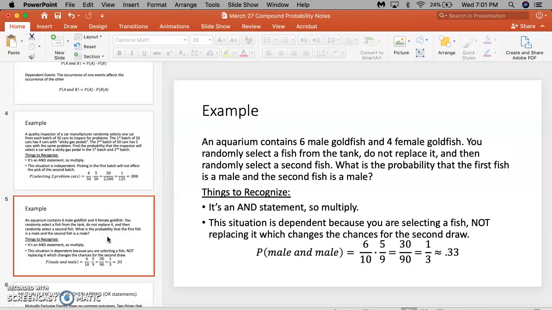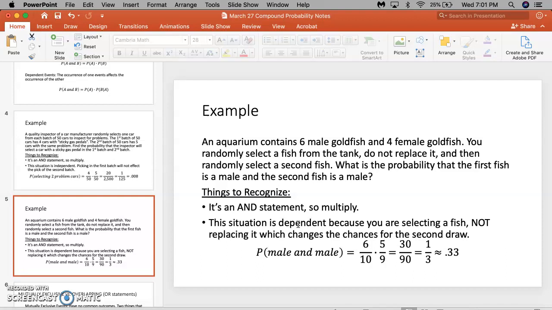Next example: an aquarium contains 6 male goldfish and 4 female goldfish. You randomly select a fish from the tank, do not replace it, and then randomly select a second fish. What is the probability that the first fish is a male and the second fish is also a male? Things I want you to recognize: it is also an "and" statement. "And" means we are going to multiply, and it also means we have to choose whether it's dependent or independent. This is dependent because when I take a fish out of that fish bowl, it changes the probability of me picking the second one, because I'm not replacing it.